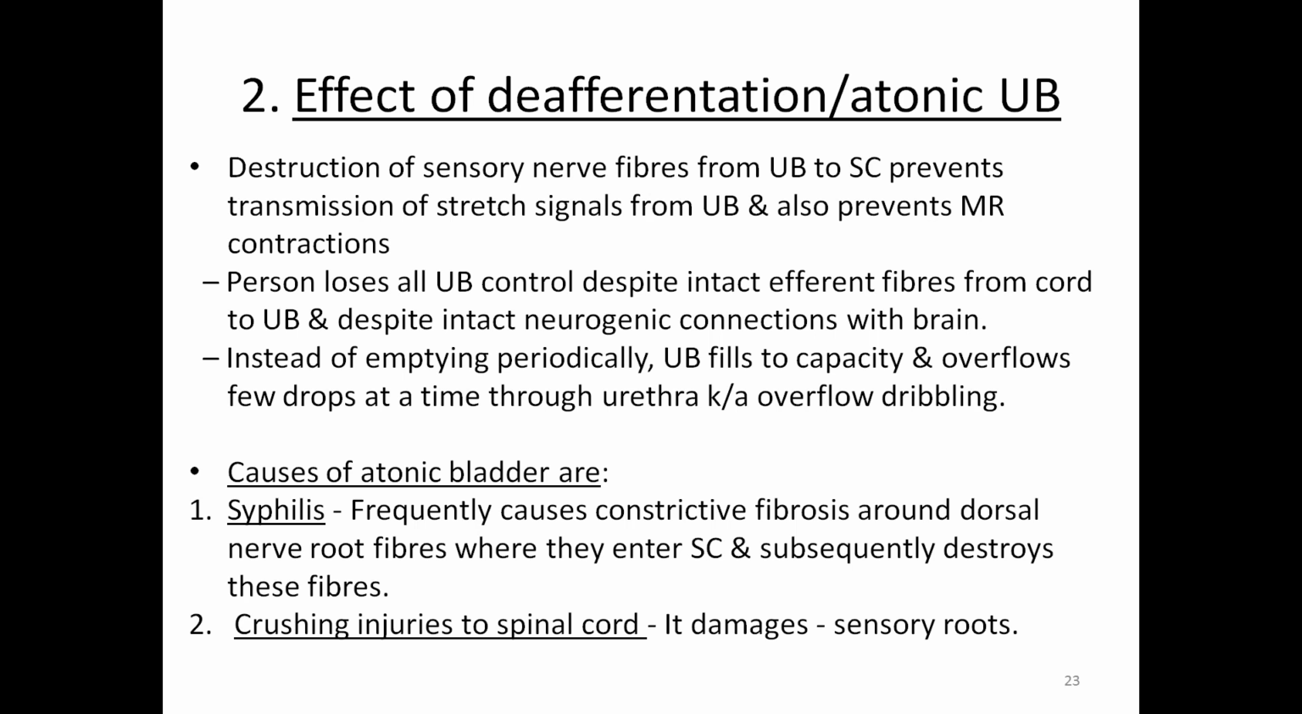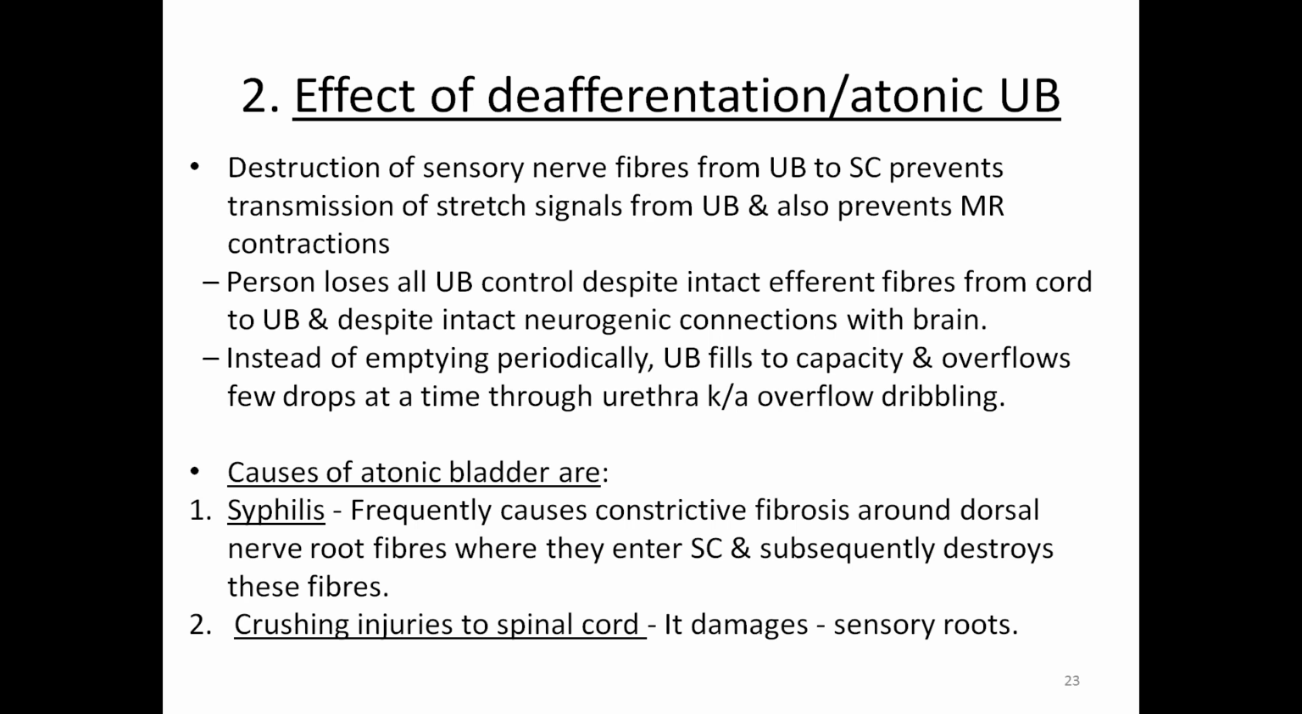So what happens in this case? The person will lose all bladder control despite intact efferent fibers from the cord to the bladder and despite intact neurogenic connections with the brain. And instead of emptying periodically, the bladder fills to capacity and overflows a few drops at a time through the urethra. And this is what we call overflow dribbling.